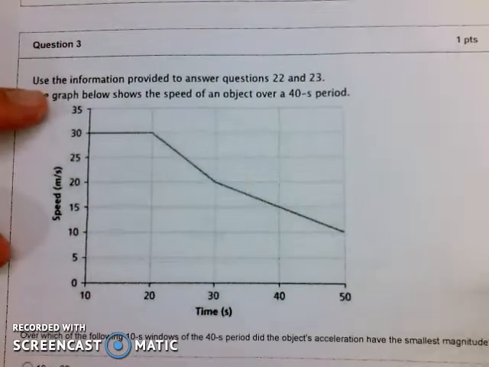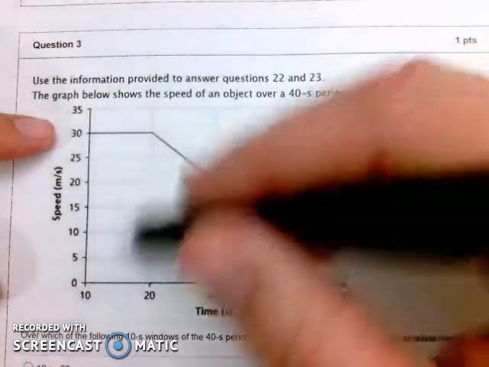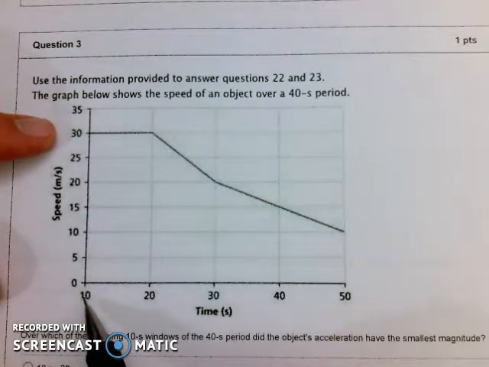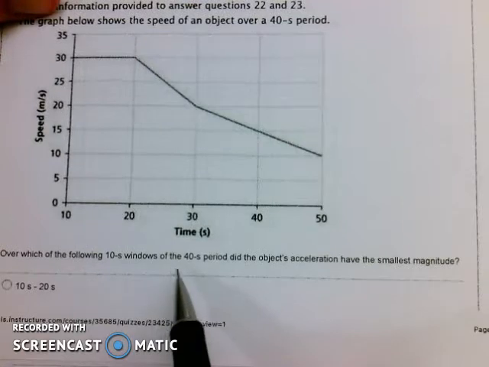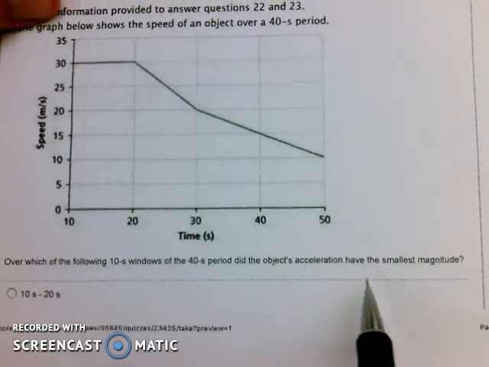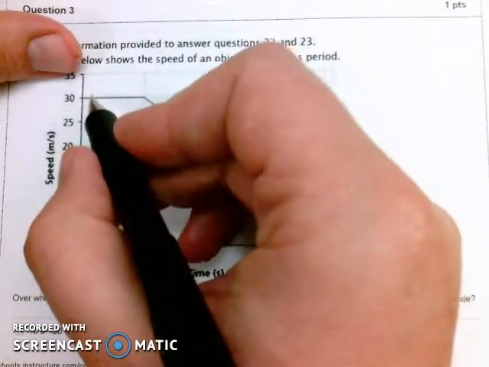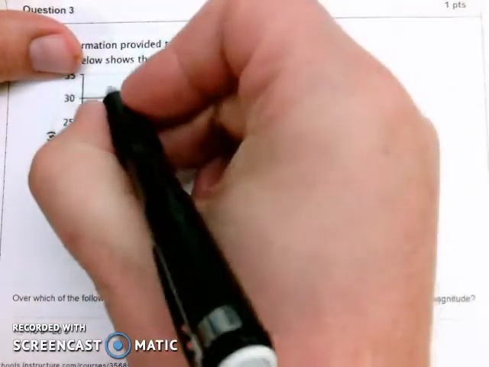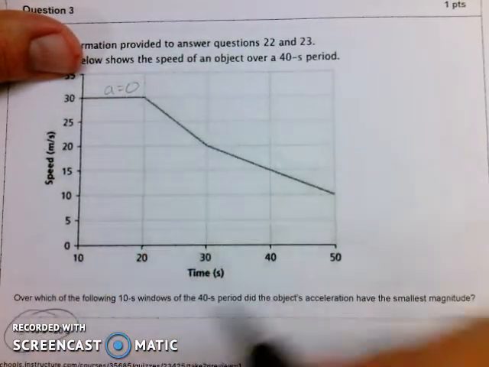Okay, use the information provided to answer questions 22 and 23. The graph below shows the speed of an object over a 40-second period. 10 seconds, 20 seconds, 30 seconds, 40 seconds. We started at 10, not at 0, so just be aware. Over which of the following 10-second windows of the 40-second period did the object's acceleration have the smallest magnitude? Right here his velocity is constant, so he has a 0 acceleration. So here his acceleration equals 0. So the 10 to 20-second window is going to be the smallest.